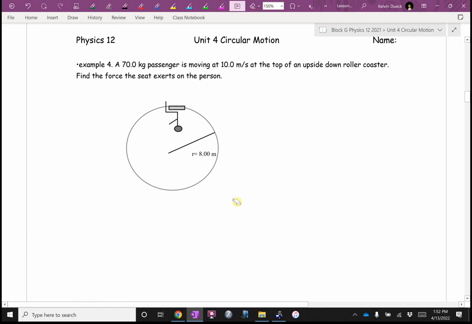I like example four. It's the next question. And also, I just like it. Let's go ride on a roller coaster.